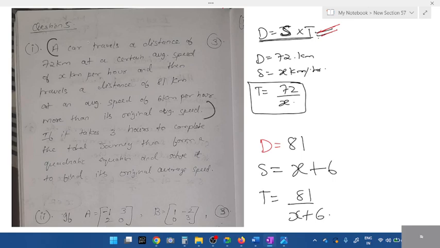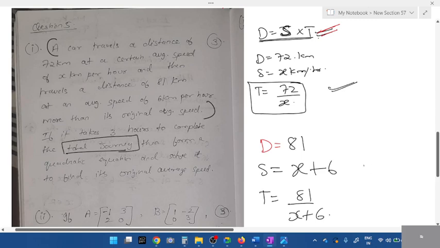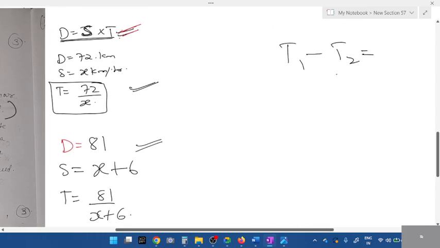Okay, this part I gave from the specimen paper. What is given here, students? If it takes 3 hours to complete the total journey, the total is given, right? What are the two journeys done? The first one is 72 kilometers and the second one is 81. So remember, if the total journey time is mentioned, you're not supposed to subtract, you're supposed to add. So we did a minus question.